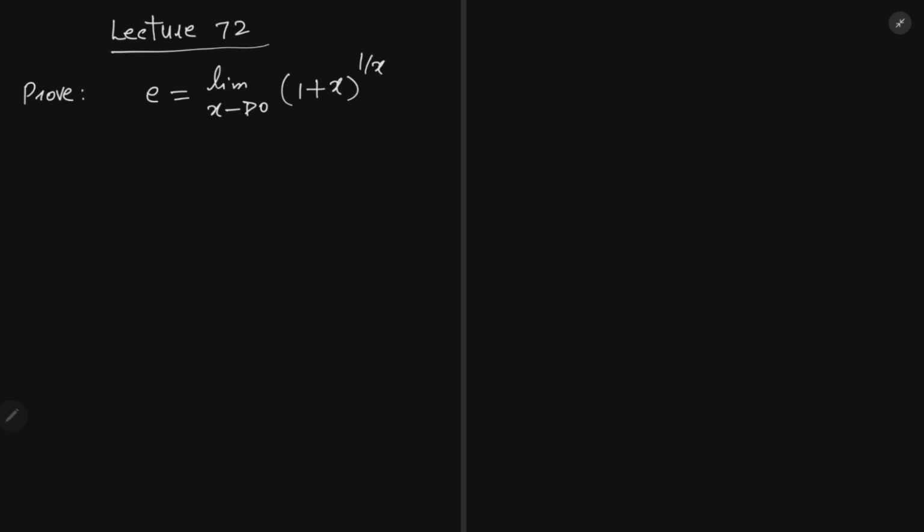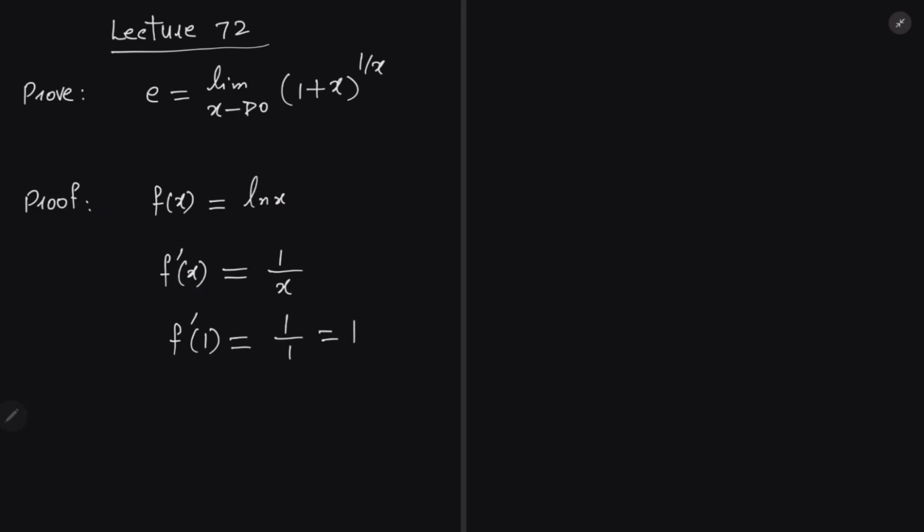So first of all, let f of x be equal to natural log of x. We take the derivative: f dash x is equal to 1 over x. And when we put 1 in here, this becomes 1 over 1, and we get 1.